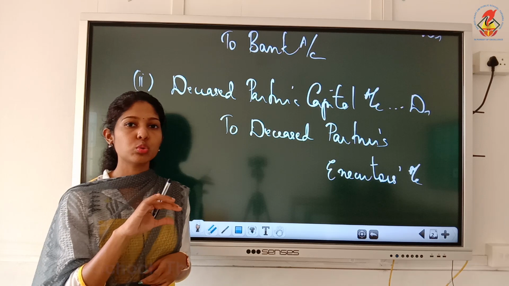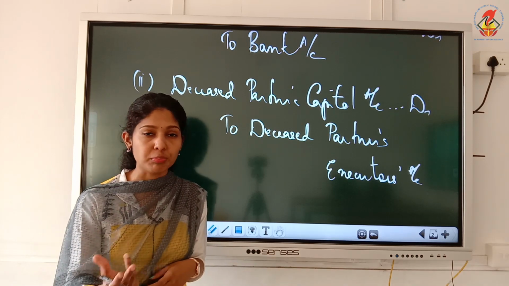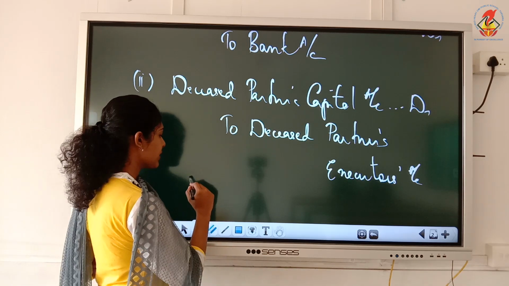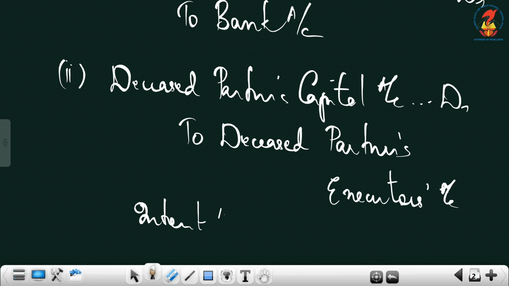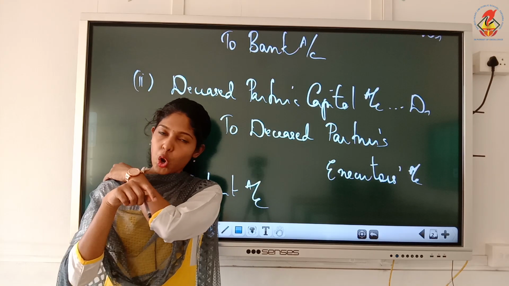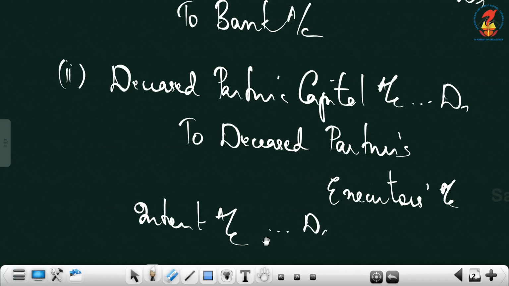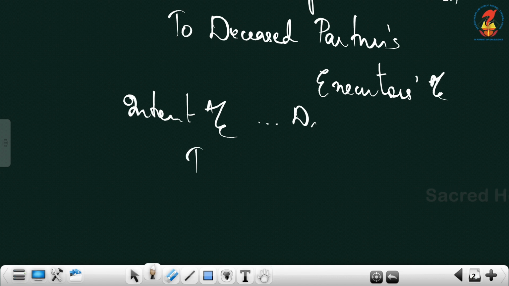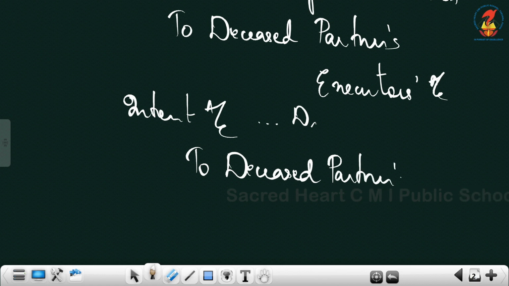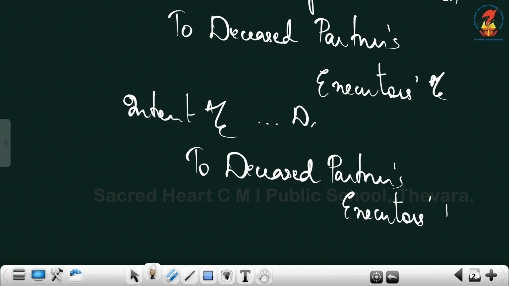Next, what should we do? We have to provide interest to whom? To the executor. So, again that will be transferred to the executor's account. We can't transfer it to capital, as we are providing all of this to the executor. So, interest account debtor to deceased partner's executors account.